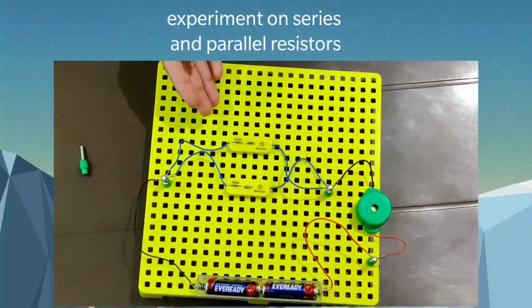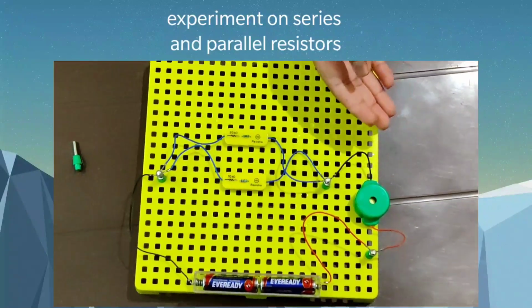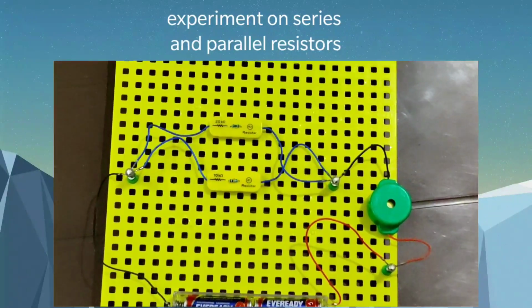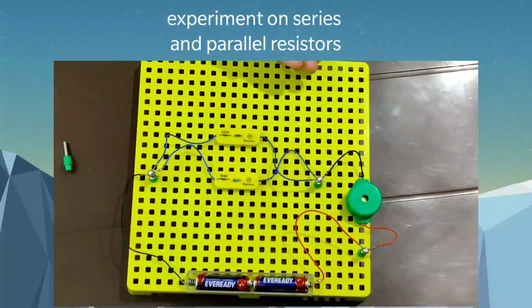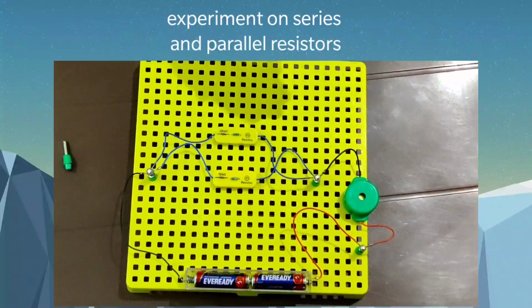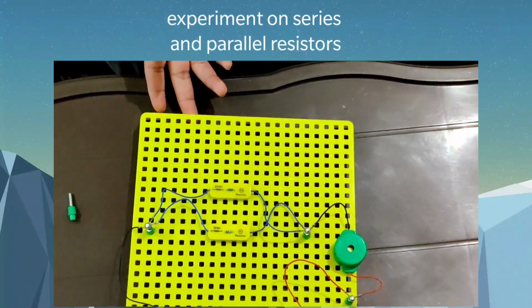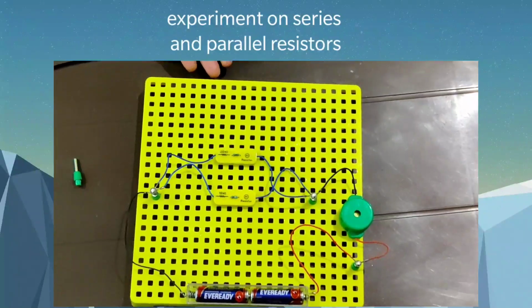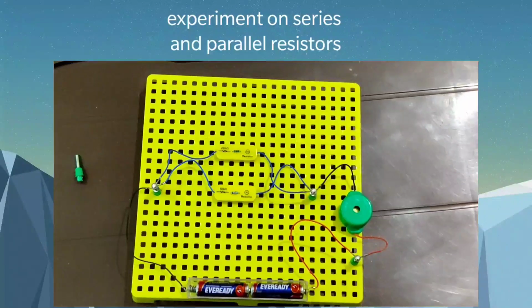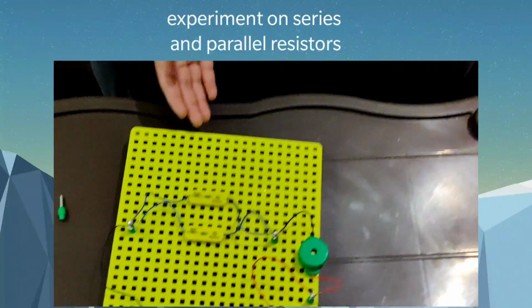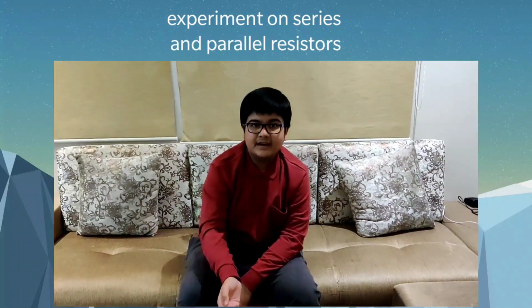Now I have arranged it in parallel combination and you can see that the voice is more loud than it was in series combination. So this proves our equation that in series combination the total resistance is greater than individual resistances, and in parallel combination the total resistance is lesser than individual resistances. So as the total resistance is lesser in parallel combination, we hear a more loud sound.